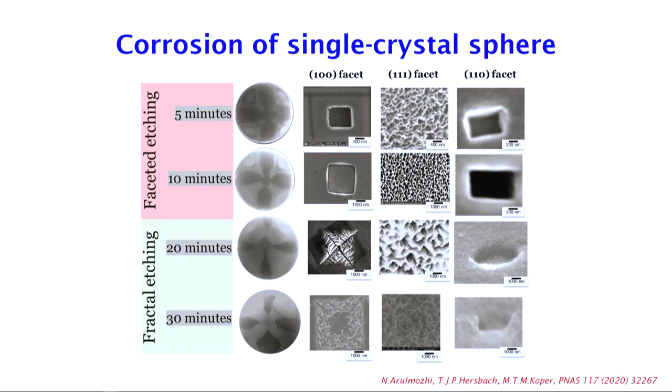You can also see that, for instance, this 100 facet, as you grow the square pit, at some point it becomes unstable in the 111 direction because that corrodes the fastest, and you start making these interesting diffusion limited aggregate type patterns on the surface. That says something about what is happening and the dynamics of this process, but we don't really know how to describe this at this moment.